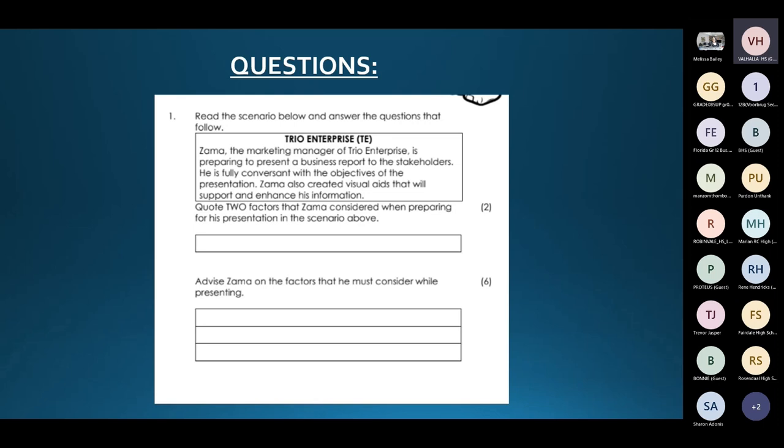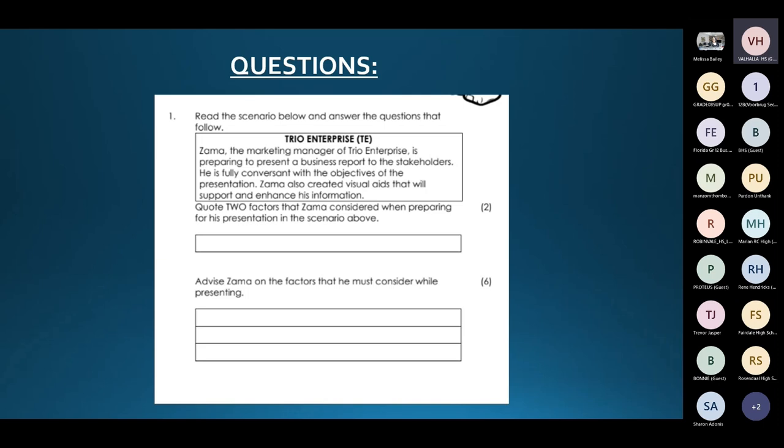You see there it says read the scenario, or sometimes read the case study. You skip the block and you go to the questions first. So here you're going to go to the questions where it says, two factors that Zammer considered when preparing for his presentation in the scenario above. Second question, advise Zuma on the factors that he must consider while presenting.